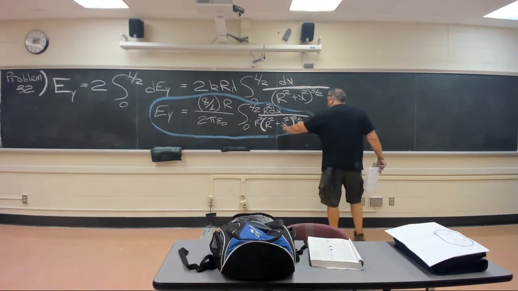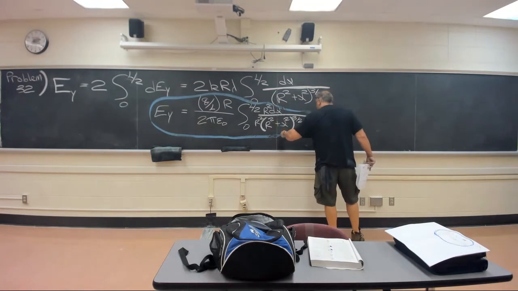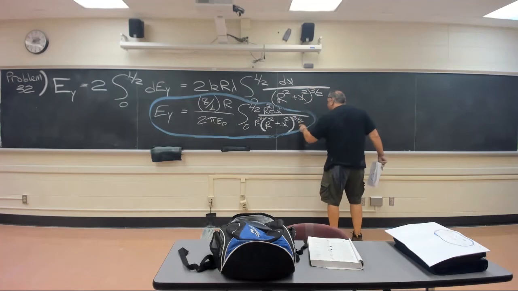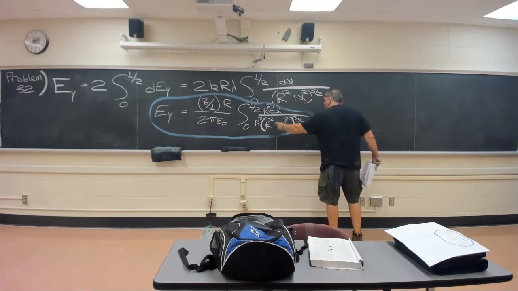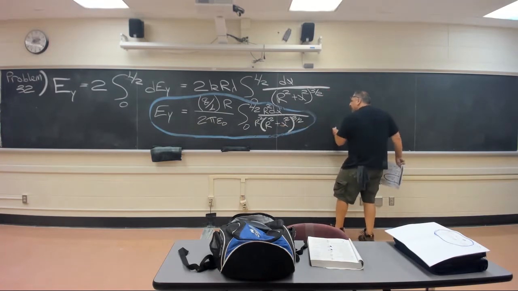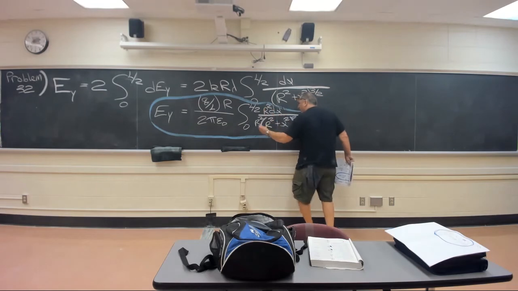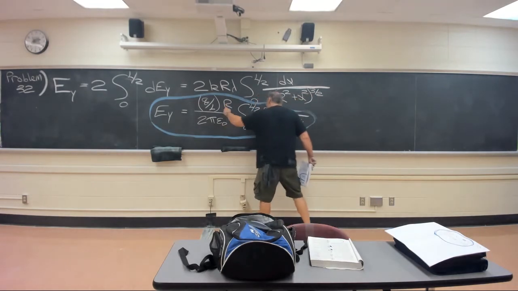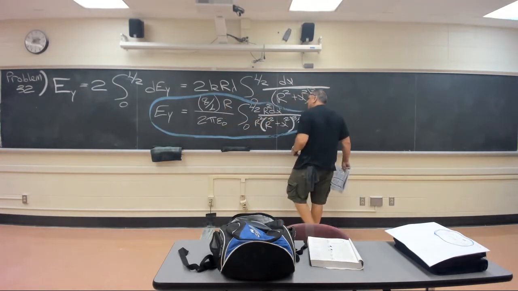I'm going to pull the quantity R squared plus X squared to the 1/2 out of here, leaving the quantity R squared plus X squared to the 2 over 2. The quantity R squared plus X squared to the 1/2 has been pulled out, all of this remaining in the denominator. And I got R squared over R squared. I'm going to take this R and bring it in there, and you're going to see what's about to happen.